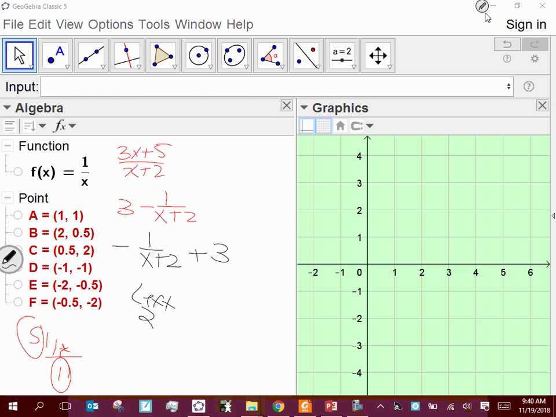There we go. So that moves it left 2. What's that negative going to do? Reflect over the x-axis. What's that plus 3 going to do? Vertical shift up 3, right?